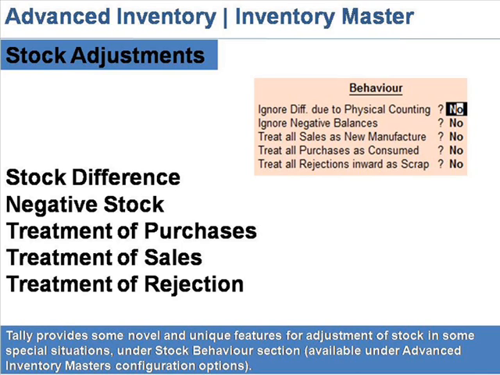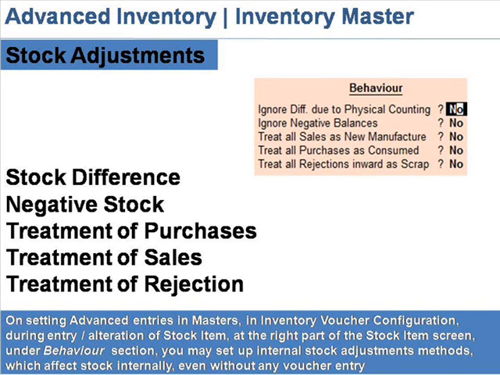Stock adjustments. Tally provides some novel and unique features for adjustment of stock in some special situations under the Stock Behavior section, available under Advanced Inventory Masters configuration options. On setting advanced entries in masters in inventory voucher configuration, during entry or alteration of a stock item, at the right part of the stock item screen under the behavior section, you may set up internal stock adjustment methods which affect stock internally without any voucher entry.